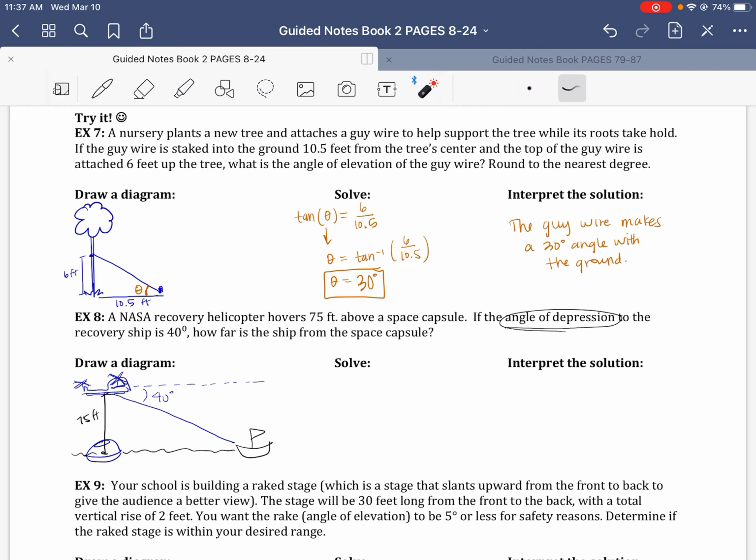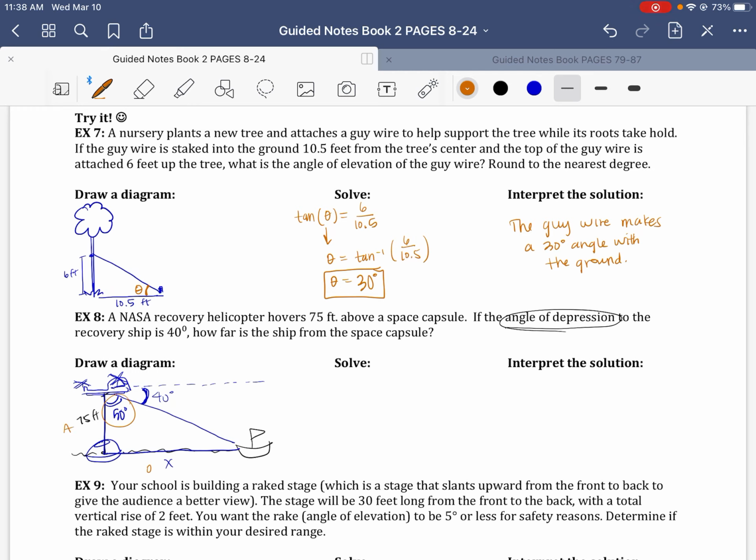And then it asks how far is the ship from the space capsule. So you can either, again, think about this top triangle and find this distance, or you can go here and find this distance, right? Because it's asking how far is the ship from the space capsule. So let's just think about this bottom one. So we're finding this down here. And if this is 40 degrees up here, you can do this two ways. You can see that this makes a 90-degree angle. So if this is 40, this must be 50. Or because these are like parallel lines, this one down here is 40 degrees.